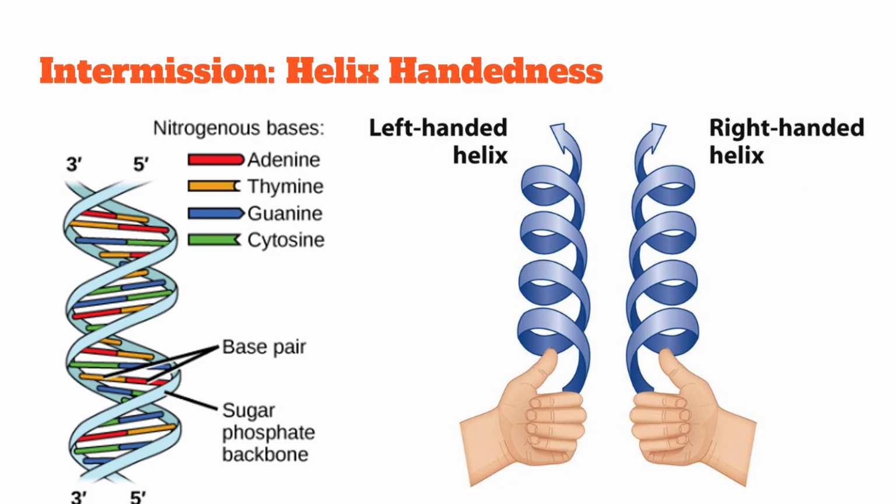When we say DNA is right-handed, we mean the helix twists upward to the right, like a standard spiral staircase. A left-handed helix would twist the other way. DNA's right-handedness is a universal property of life as we know it.